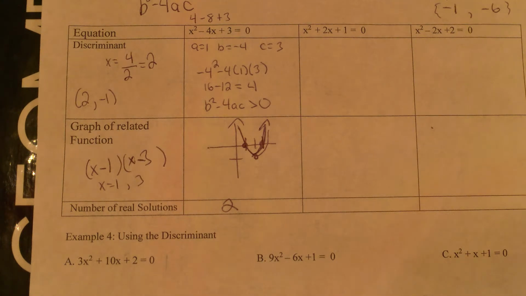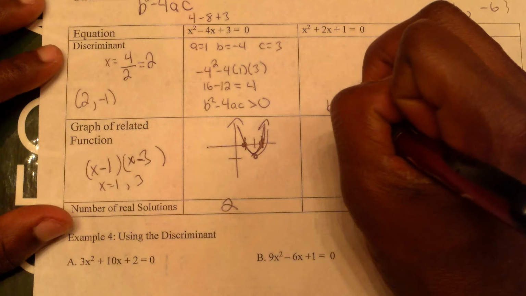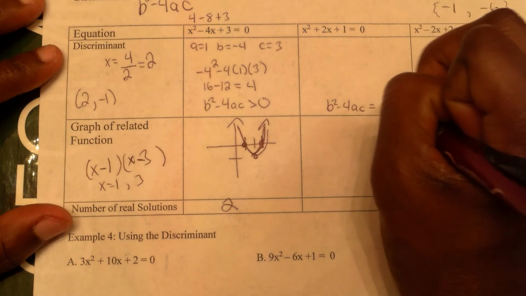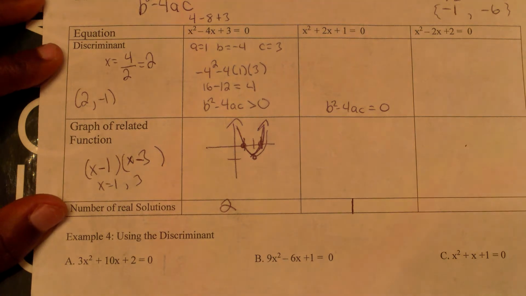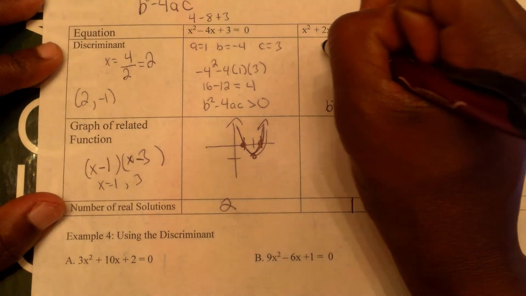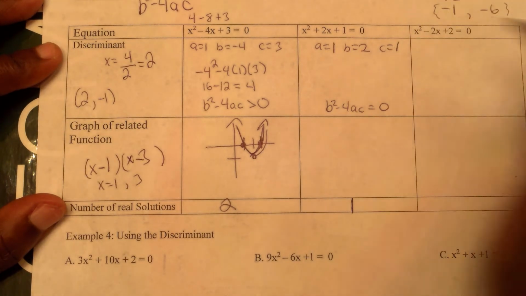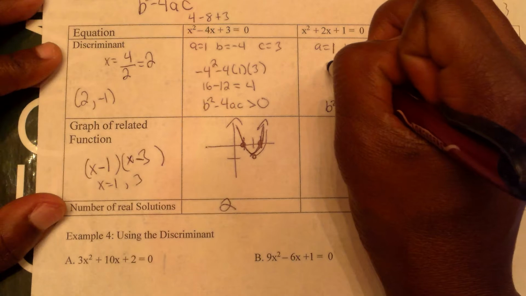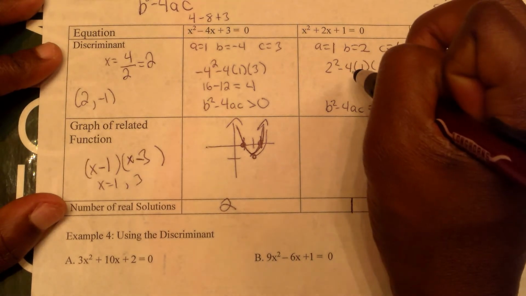Okay, so then the other way the discriminant can be is if you have one real solution. And so if your b squared minus 4ac is equal to 0, you'll have one solution. Now I'm jumping ahead and I don't even know if this is the one solution one. Let me see. A is 1, B's 2, C's 1. Plug it in, we get b squared minus 4 times a times c.